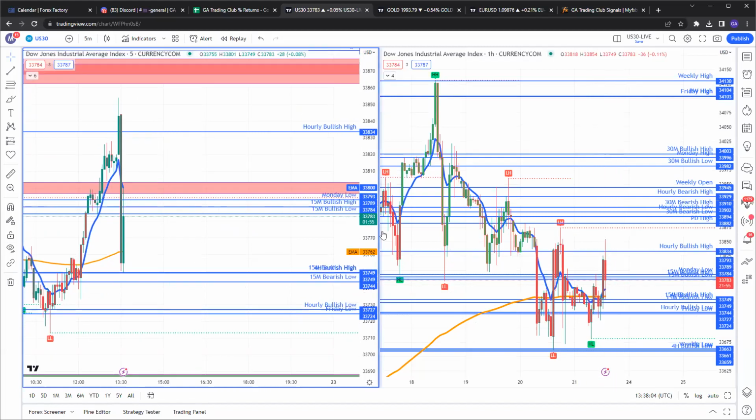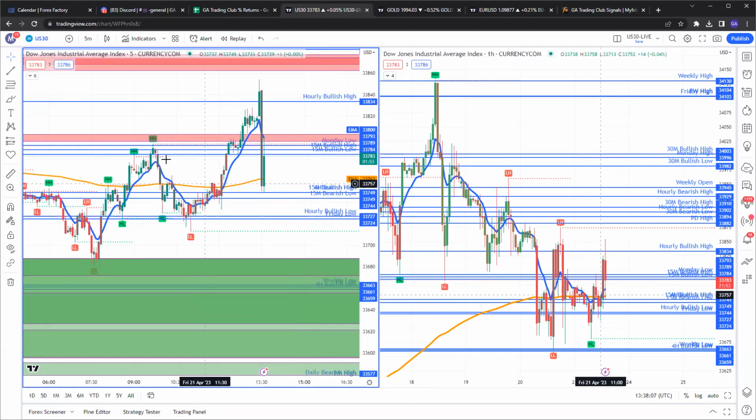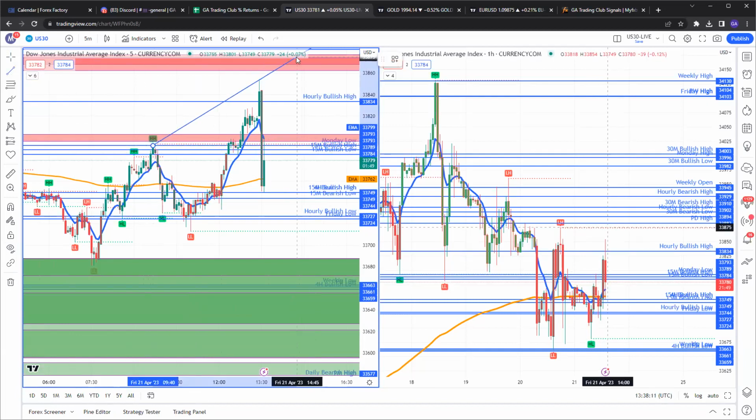Does anybody have any questions regarding that? If not, I'll go ahead and draw our 2 trend lines for the day.